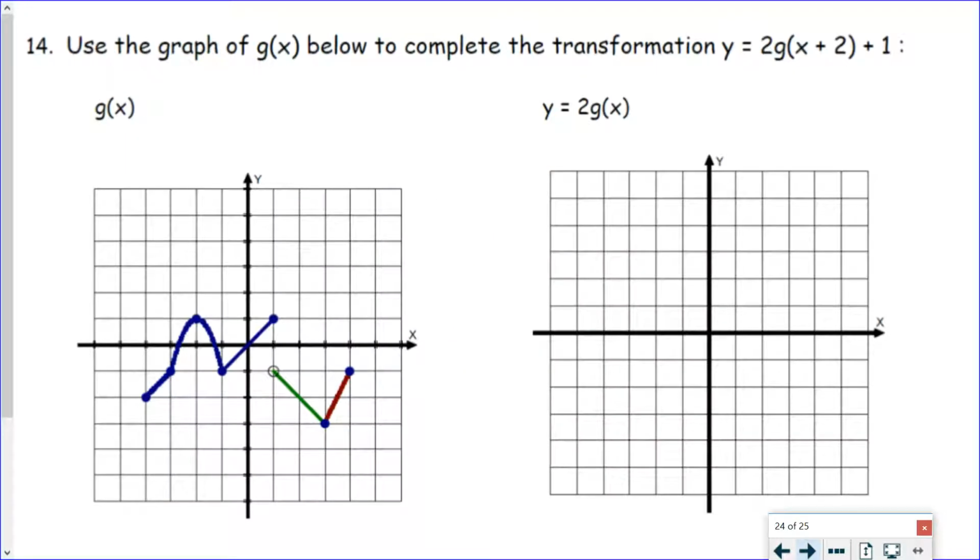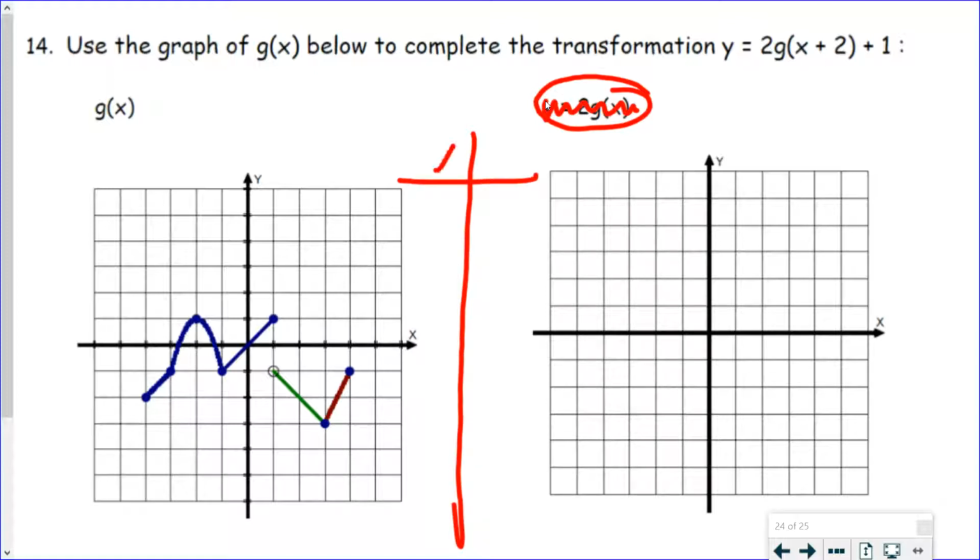And the last problem here, use the graph of g of x below to complete the transformation y is equal to 2 times g of x plus 2, plus 1. So we have 3 different transformations going on here. I wish I remembered that old table. I think this was just a copy error here. So let's find those points again.